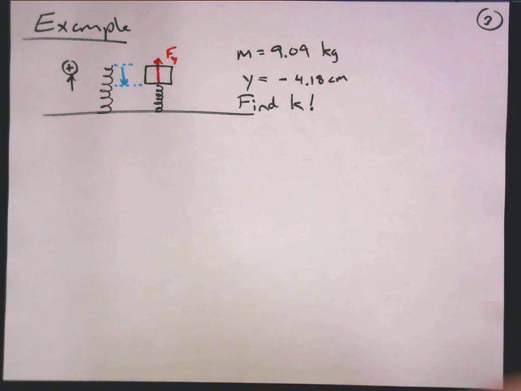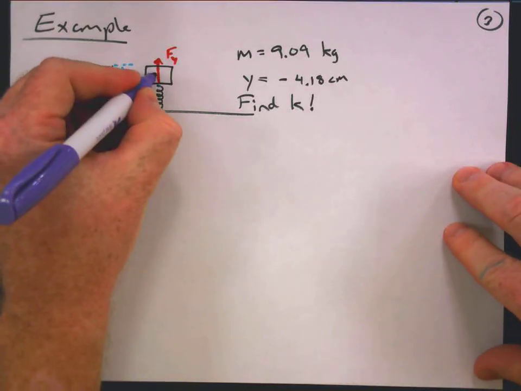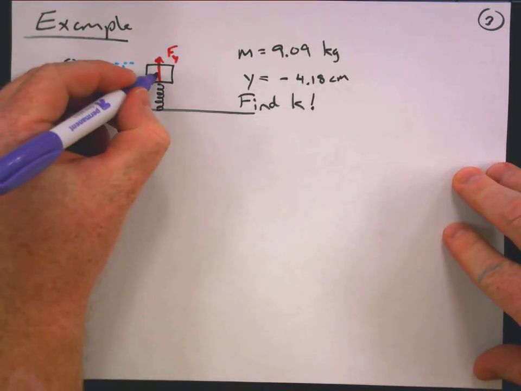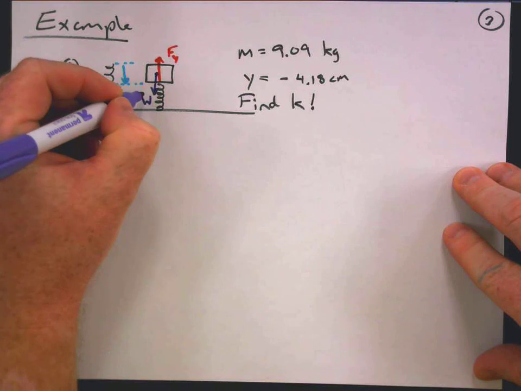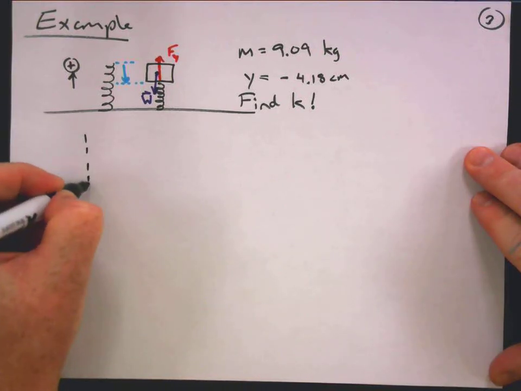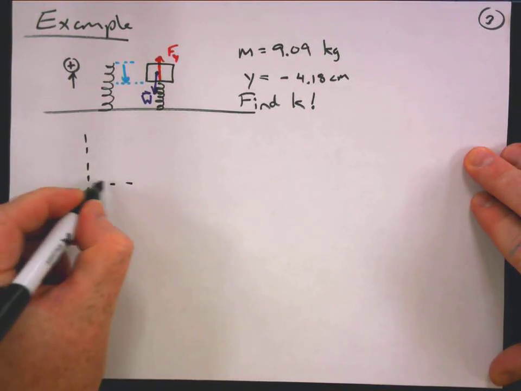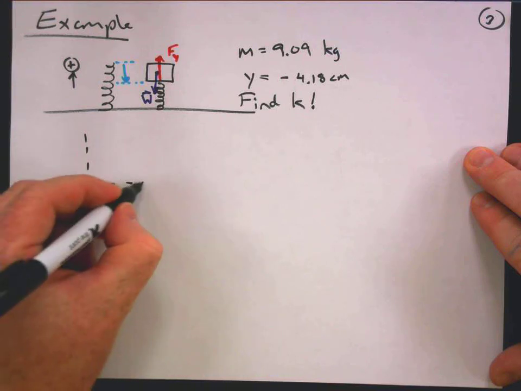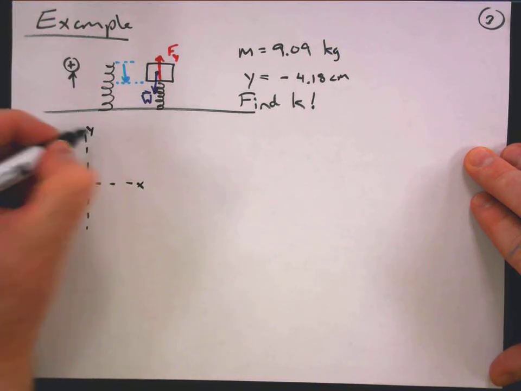Are there any other forces acting on that object? There certainly are: weight. This object has mass, so it has weight. I'll put a dot for the center of it, and the weight points downward. And so what do I do with this? Of course, I make a free body diagram. Nothing happens in the x direction, so that's boring. In the y direction, here we go.